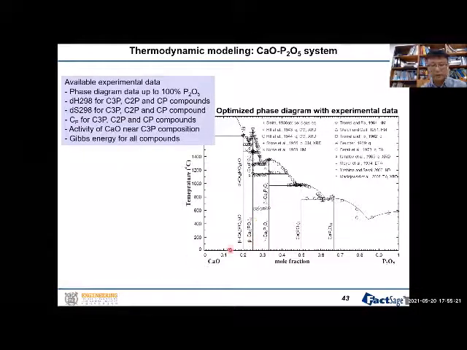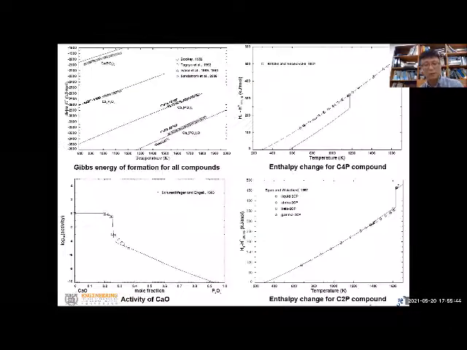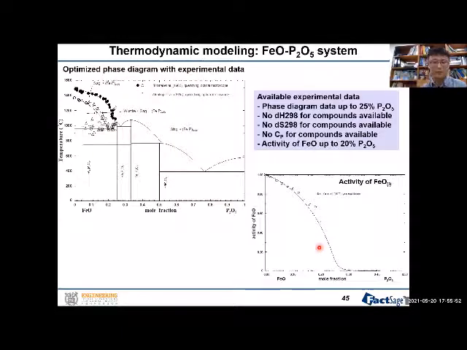And then once we have the CaO and now P2O5 Gibbs energy, we can start on the binary system. So we collect all the experimental data, for example, phase diagram data, enthalpy data, and entropy data for each solid phase, and then activity data for the liquid phase, and Gibbs energy data for all the solid phases as well. Okay, and then in the end we can reproduce the phase diagram like this, and we can reproduce all the Gibbs energy, enthalpy, and activity data over the different phases this way. So we did a lot of exercises like this.